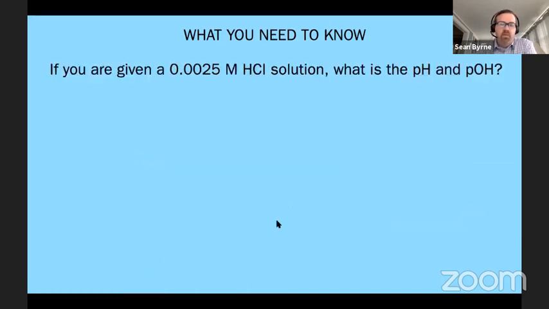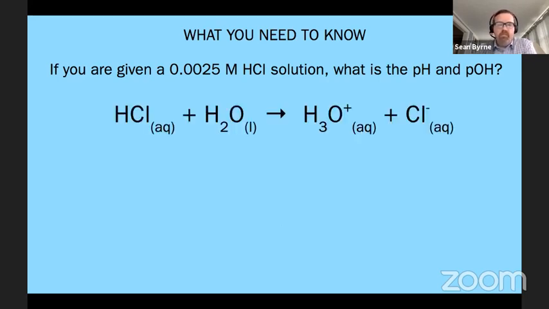So let's consider a question where we are given a hydrochloric acid solution that's at 0.0025 molar, and we're asked to find the pH and the pOH. Like we said before, we're going to start every problem by trying to write a reaction. So hydrochloric acid is reacting with water to make hydronium ions and chloride ions. If we are told that we have a 0.0025 molar concentration of hydrochloric acid, we can assume that we have a 0.0025 molar concentration of hydronium ions.